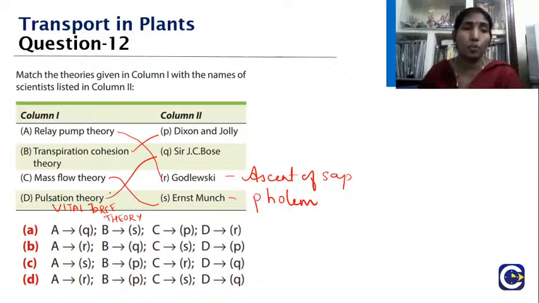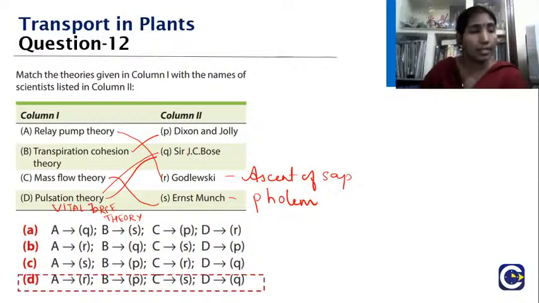Okay, so this was proposed by whom? Sir J.C. Bose. So what should be your nearest answer? Yes, I see a lot of people have just given exact answers. Yes, you are all right. So this is regarding the name of the theories and the scientist who proposed it.